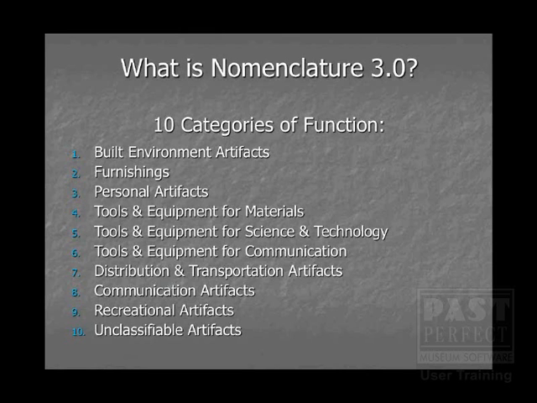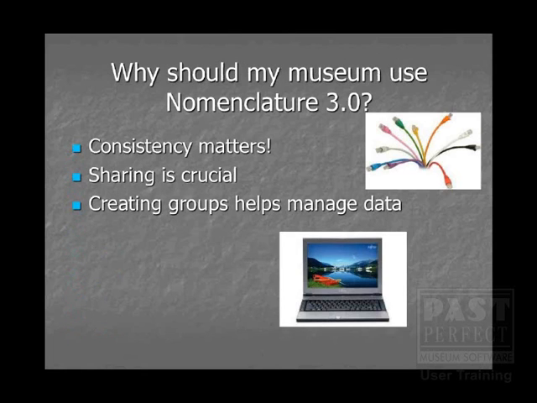And then finally, when you are working in Past Perfect, you will see an 11th category. This is called Natural History. Past Perfect includes this for including terms for naming biology, geology, and paleontology collections, and those are areas that Nomenclature 3.0 and Museum Nomenclature kind of leave out.